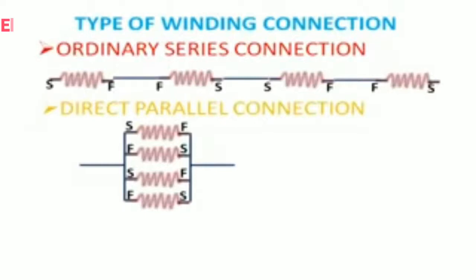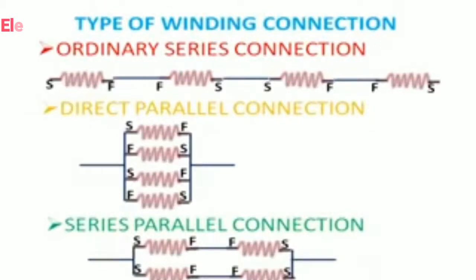The second type of connection is direct parallel connection. Here all 4 sides of all coil groups will be connected, and the other 4 sides will be connected. So the starting and finish of one side and the finish and starting of the other side are connected to get a parallel connection. This type of combination is used for high capacity, high current taking motors.